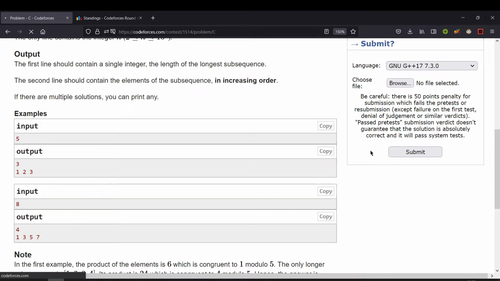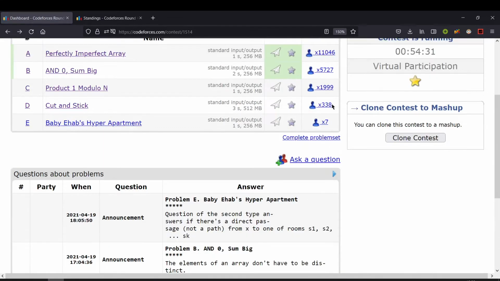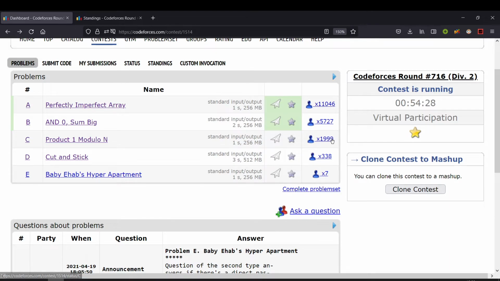But I think I'm pretty much late. So okay, it already has a submission count of 2000.